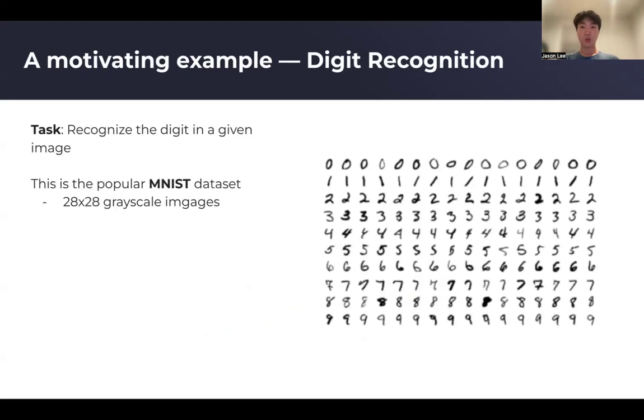We're going to be using one motivating example through the sequence of videos, and that is going to be digit recognition, which is a very classic problem in computer vision and deep learning. And the task is simply to recognize the digit in a given image, right? And this is derived from the popular MNIST dataset, where we essentially have digits 0 to 9 as grayscale images of size 28 by 28.